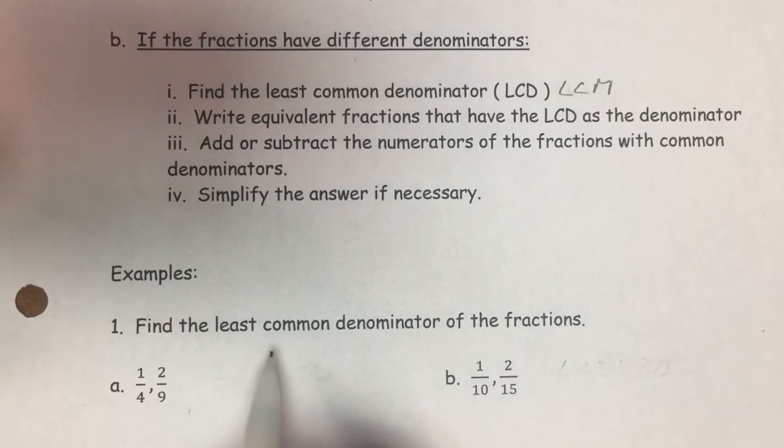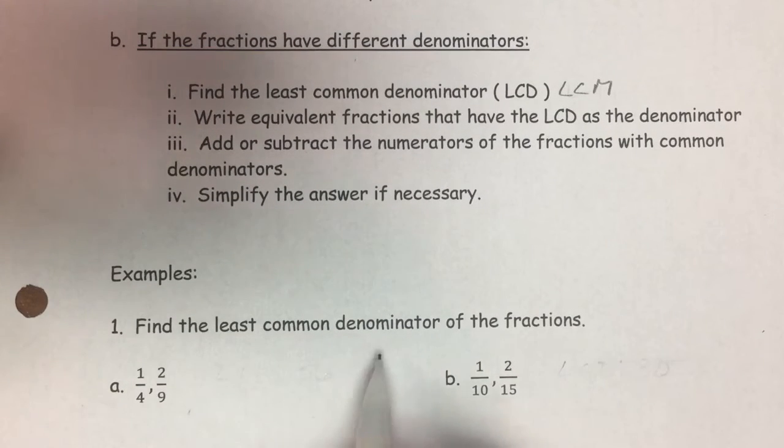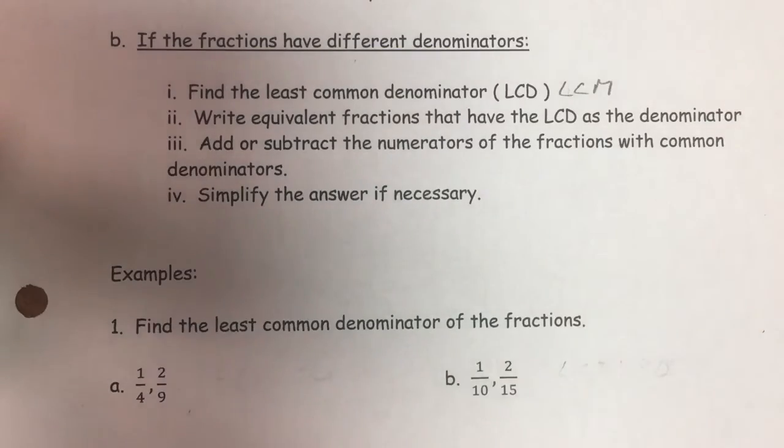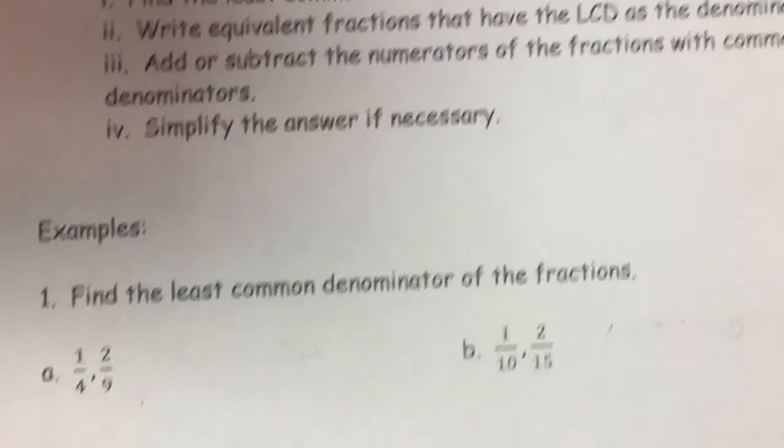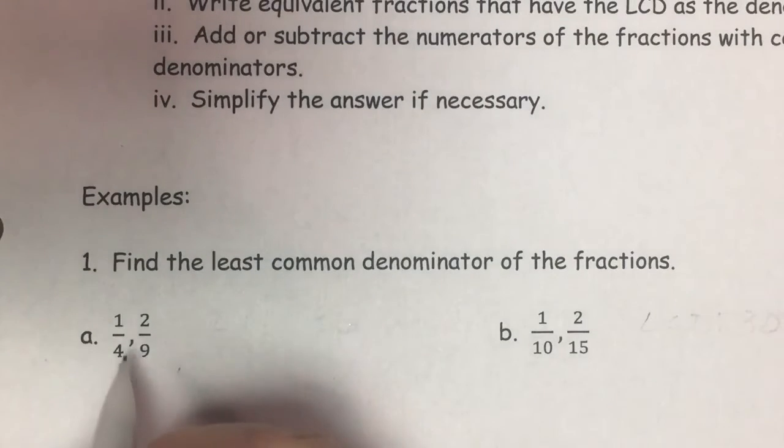So for this first example, all we want to do is find the lowest common denominator, or the least common denominator for the fractions. We're not adding or subtracting them at this point. So lowest common denominator between 4 and 9. When the numbers are this small, you should be able to use the multiple approach. In other words, what is the smallest number that both 4 and 9 divide into evenly?